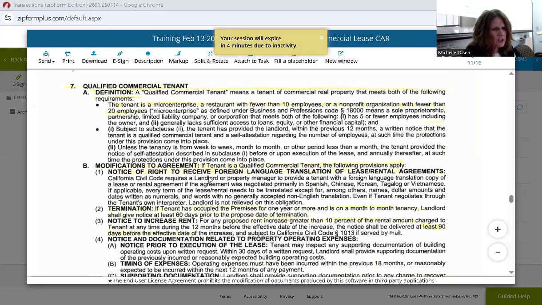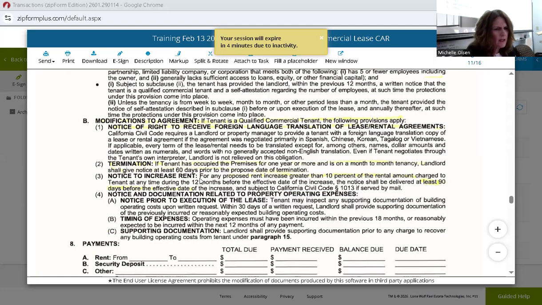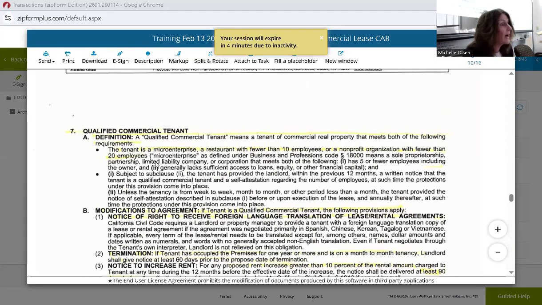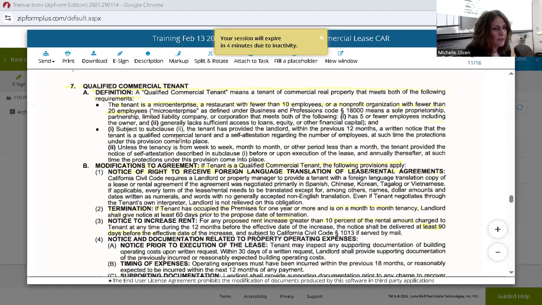So there's modifications to the agreement. If this is the case, they have a right to receive a foreign language translation of the lease or rental agreement. If a tenant has occupied the premises for 1 year or more and is on a month-to-month tenancy for these qualified tenants, the landlord shall give at least 60 days prior notice for termination. So just read this paragraph. I have not personally run into one, but I know there's some small operators that would fall under this classification, okay?